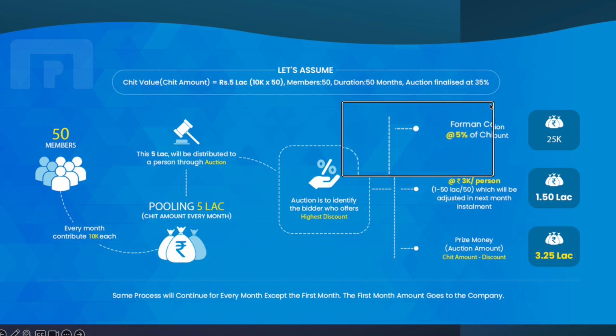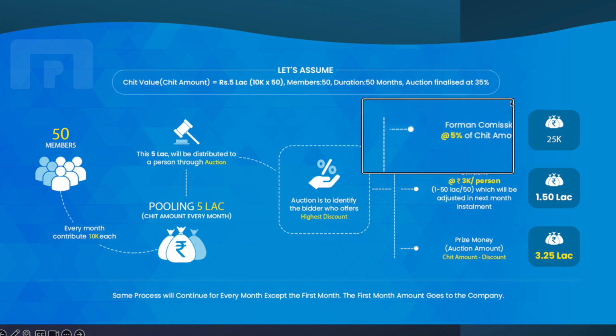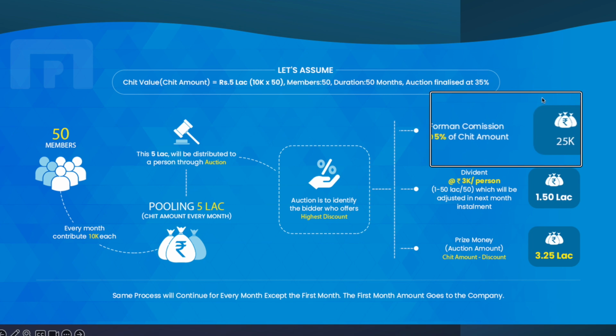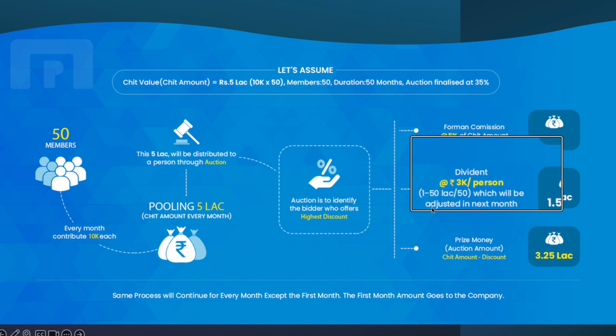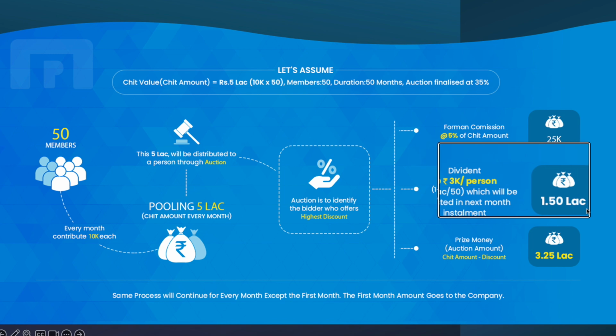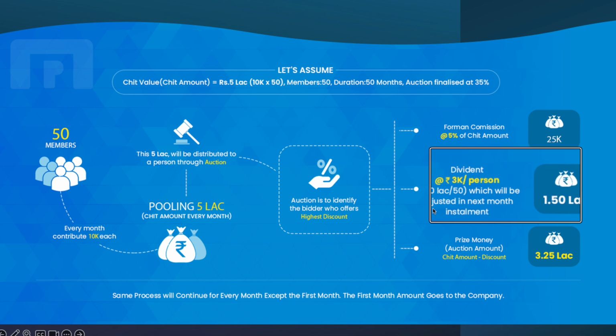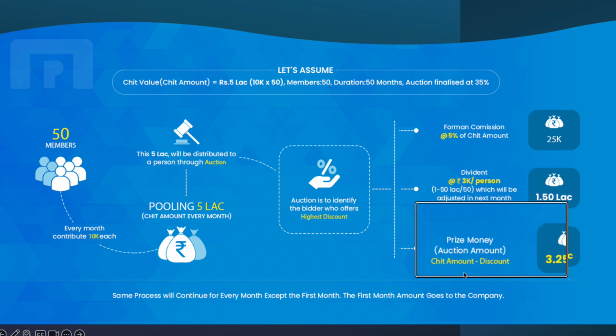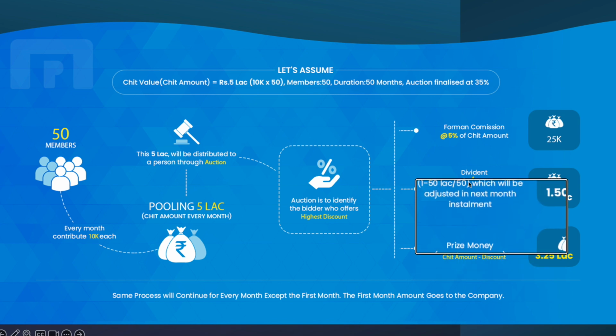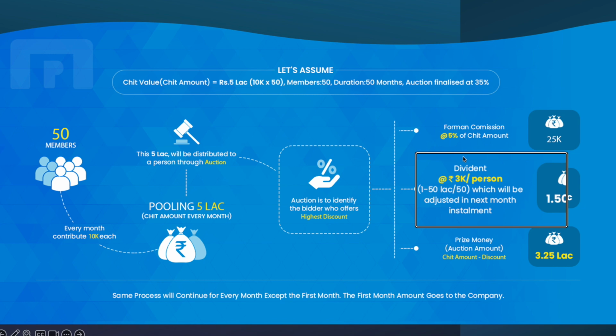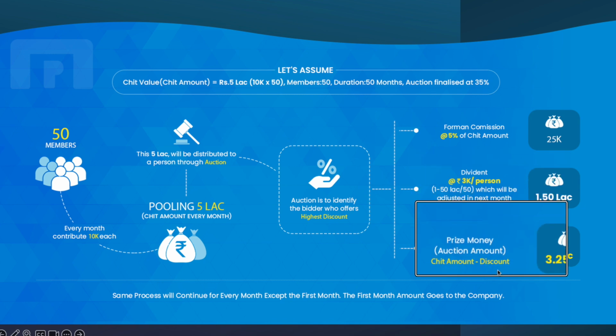Then from the bidding amount, the foreman commission of 5%, which is 25,000 in our case, would get deducted, and the balance, which in our case is 1.5 lakhs, will be distributed amongst all 50 members, which will give us 3k per person. So the net effective money you have to pay for the month would be 10k minus 3k, which will be 7k, and the 3.25k after the discount, based on the bidding, would be awarded to the person who won the auction.